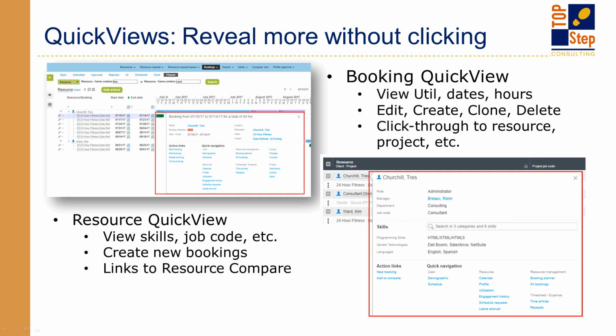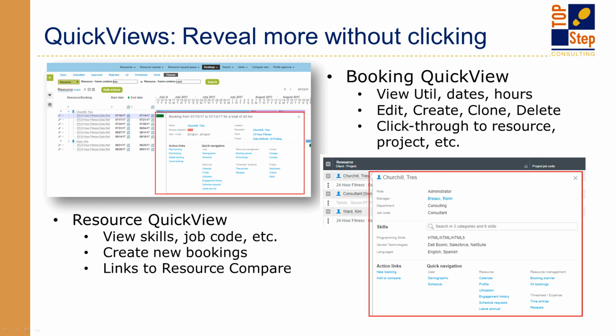Let's talk about quick views. First of all, if you haven't seen quick views or heard about them, you can enable quick views by going to the administration module, click on global settings, then under account, click on optional features. Once you're in your optional features menu, you'll be able to enable or disable various quick views for different modules and record types.